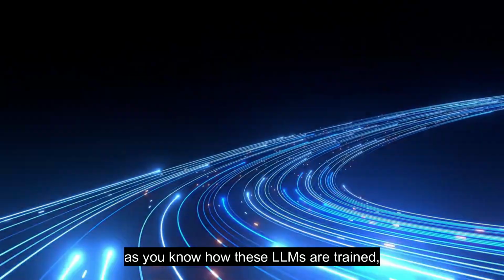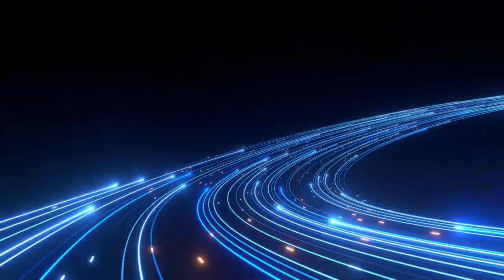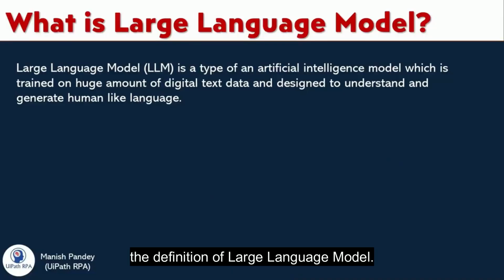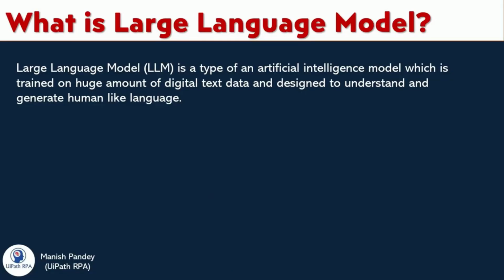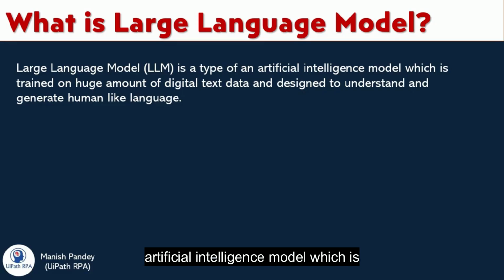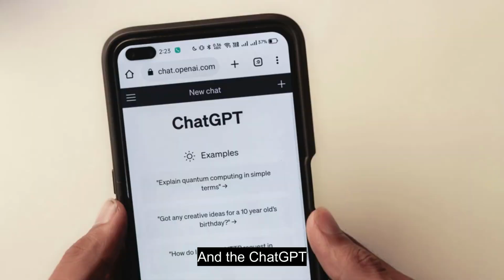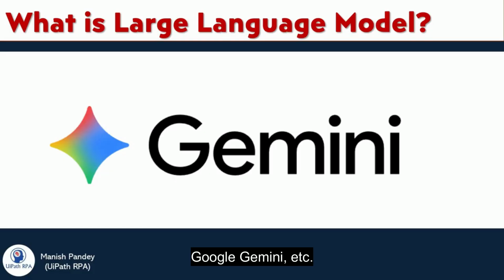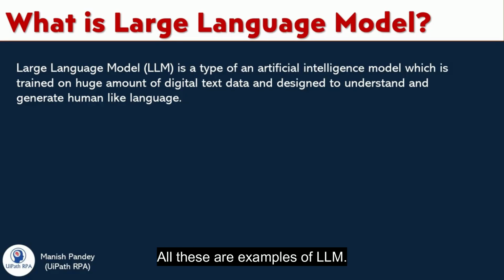Now, as you know how these LLMs are trained, let's discuss the definition of a large language model. A large language model, in short LLM, is a type of artificial intelligence model which is trained on a huge amount of digital text data and designed to understand and generate human-like language. ChatGPT, Google Gemini, etc. All these are examples of LLMs.